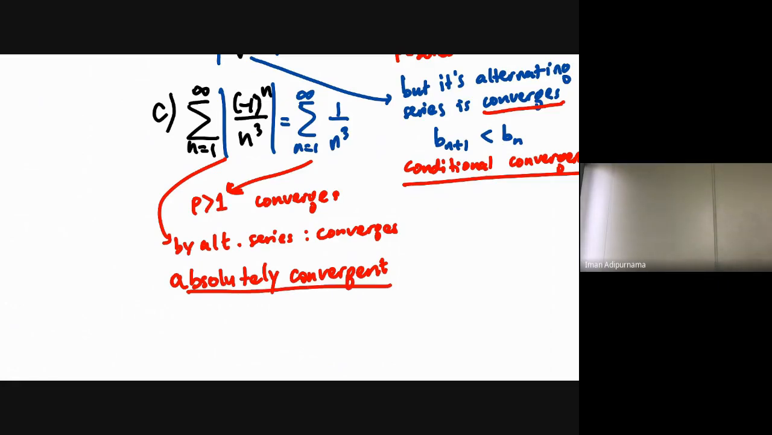Okay. So to determine absolutely convergent and conditionally convergent, you just put in the absolute value and check whether the series converges or diverges. If you have the contradiction, then it's conditionally convergent. And if both converge, then it's absolutely convergent. Any questions?